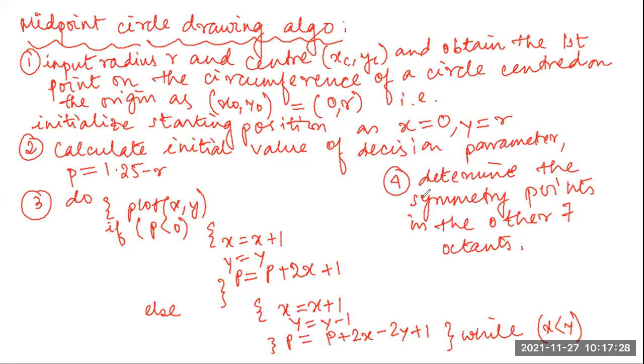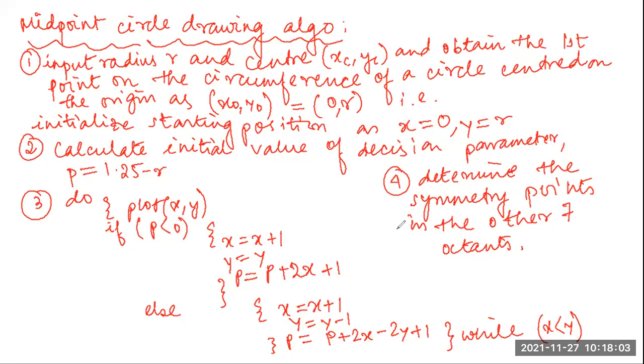What is the algorithm? It says that given any input radius and any center given as x, y, center coordinates, you obtain the first point on the circumference of the circle such that your initial point will be x equal to 0 and y equal to the radius r. So 0 and r, I will take as the initial point and I will start drawing the circle. Then I will calculate the decision parameter value, P equal to 1.25 minus r.